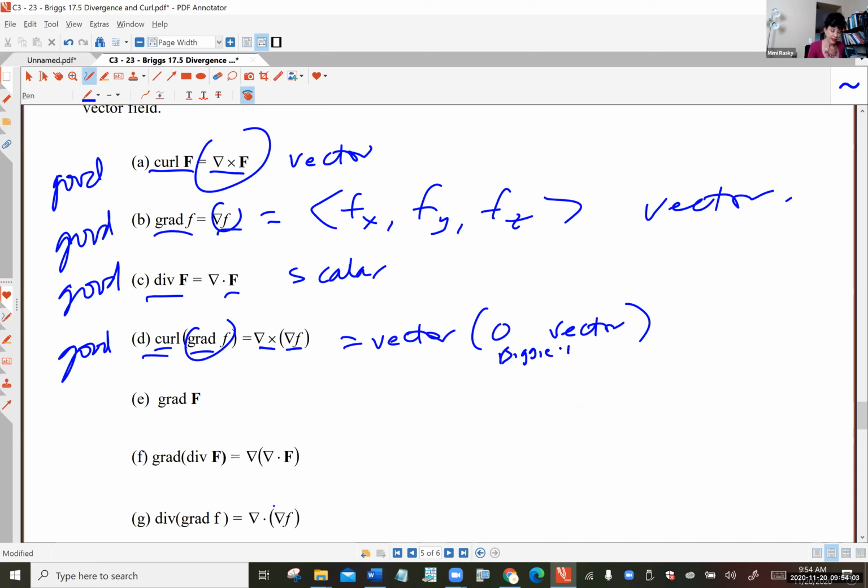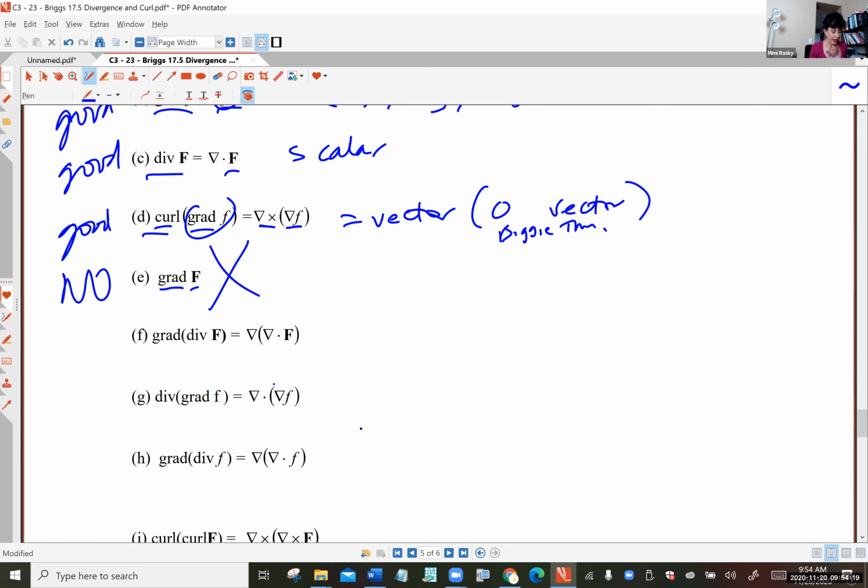Okay, what about the gradient of a vector field? No, that is meaningless. You can't do that. Because when you take a gradient, you're taking a gradient of a scalar function. So this is meaningless.